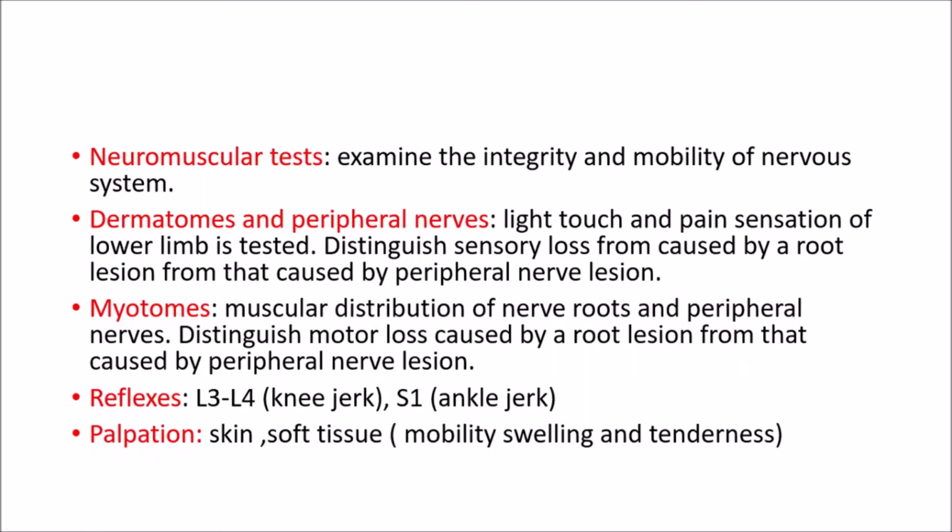Next is to perform the neuromuscular test, which examines the integrity and the mobility of the nervous system. First, we'll perform the dermatomes. It is performed through light touch, and pain sensation of the lower limb is tested to distinguish the sensory loss caused by a root lesion from that caused by peripheral nerve lesions.